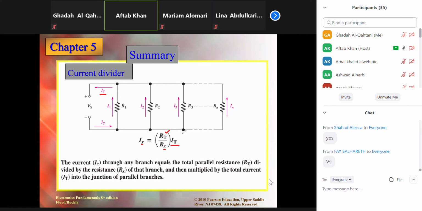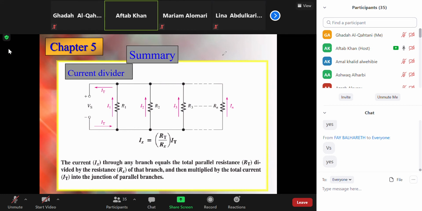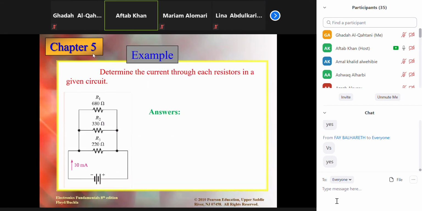Okay, so reciprocals of the sum of the reciprocals. This is the current divider formula, which is going to help you a lot, because questions will come and you can easily find the current by just calculating the total resistance and applying this formula. It's an important formula, you need to memorize it. And by the way, this is a general formula. So we will now be discussing some specific, short formulas.